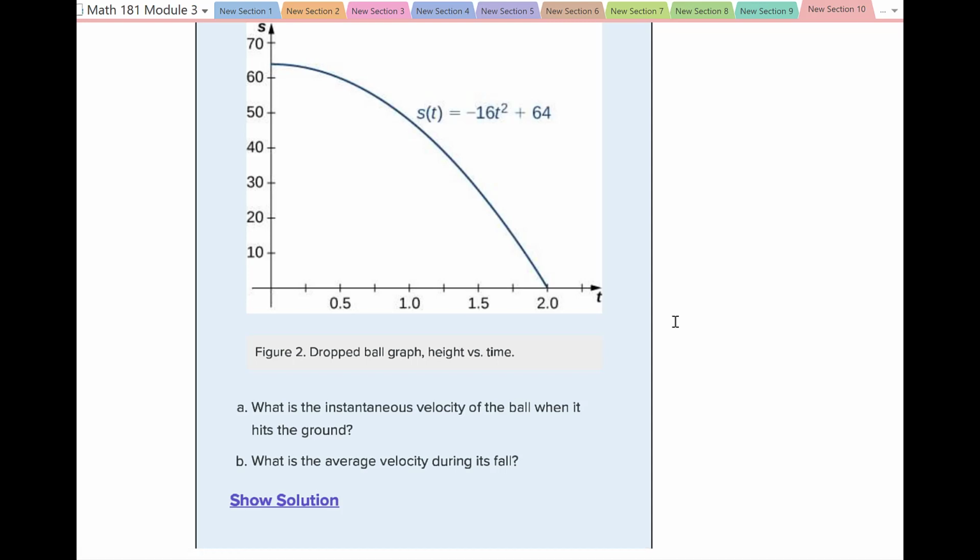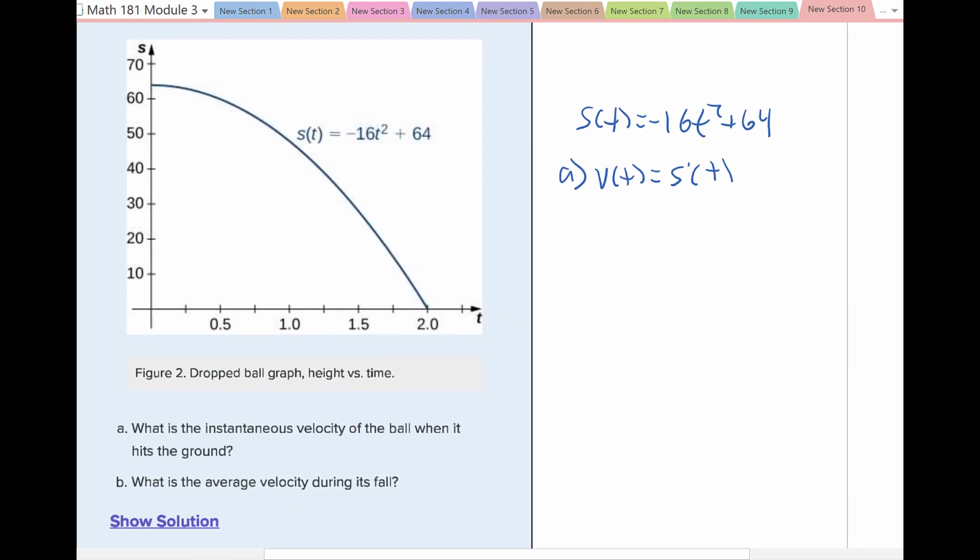So for our instantaneous velocity, we have that S of t is negative 16t squared plus 64, and I'm just copying down from over there. And our velocity is going to be the first derivative of the position function. That's going to be negative 16 times 2t plus 0. So our velocity is going to be negative 32t.